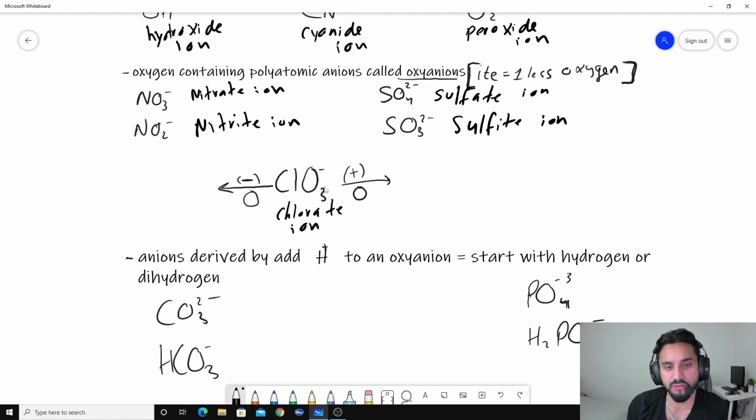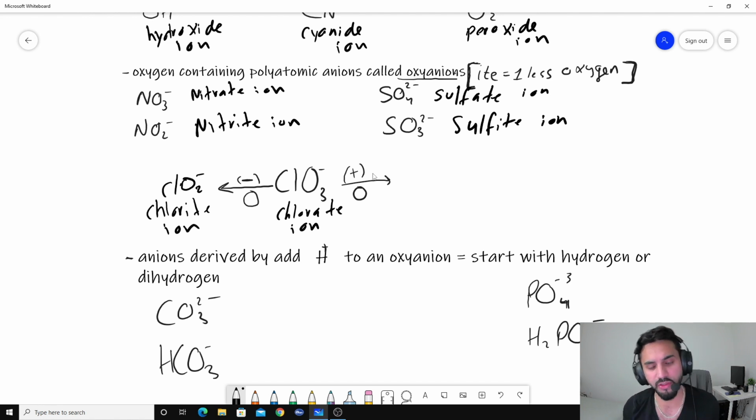So as I mentioned earlier, subtracting one oxygen from this common name ATE, you change the ATE to ITE, so chlorite here, ClO2 minus. So we subtracted one oxygen, and we call this chlorite ion.